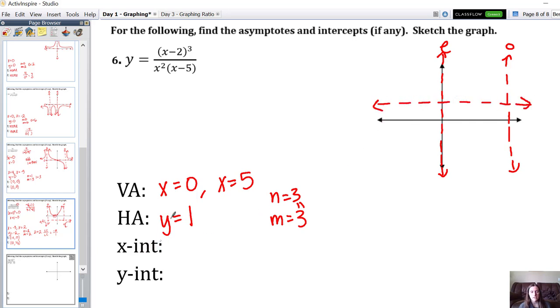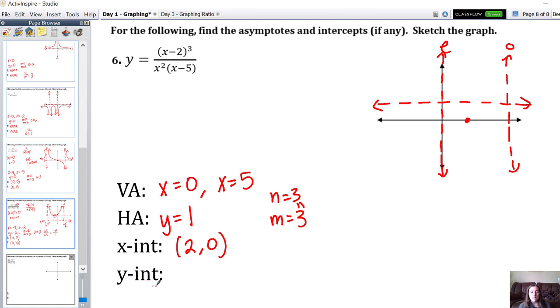For the x-intercept, we need our numerator to equal 0. Even though it's cubed, we can just focus on the factor, which is x minus 2. When that's equal to 0, we get an x value of 2. So we have (2, 0), which is around right here.